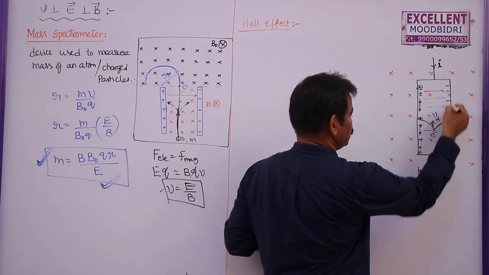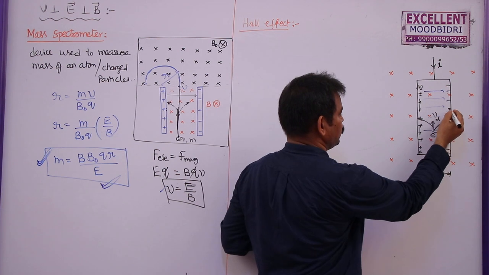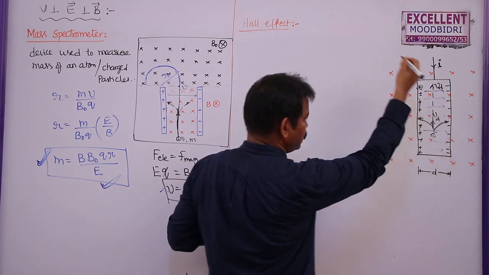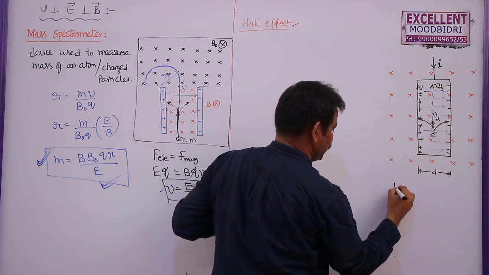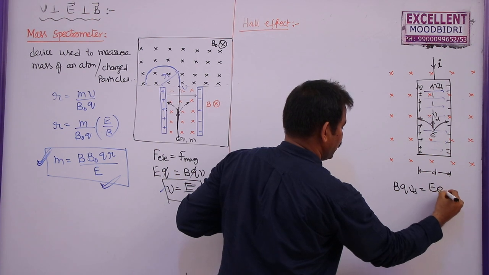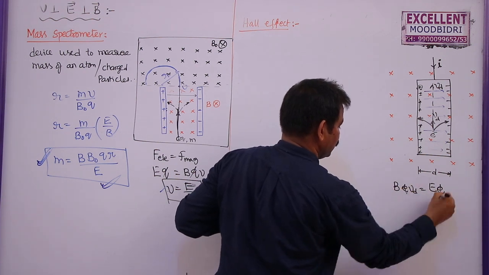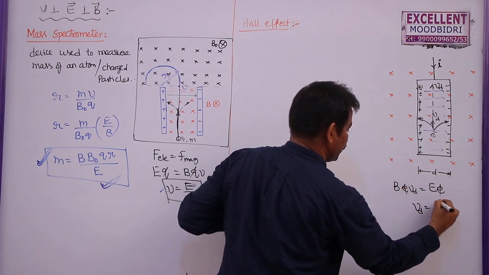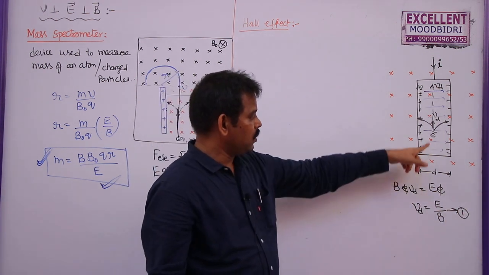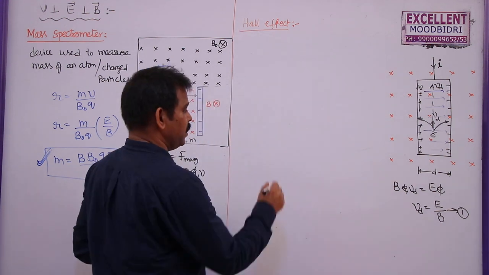So due to this, this will also nullify as the electrons are moving, this one positive charge. So now it will move in this direction with a velocity Vd. So what is this Vd? The Vd is given by BQVd equal to EQ, or EE here. So the drift velocity is given by E by B. This is equation 1. The drift velocity of electron inside the metal strip is given by E by B.